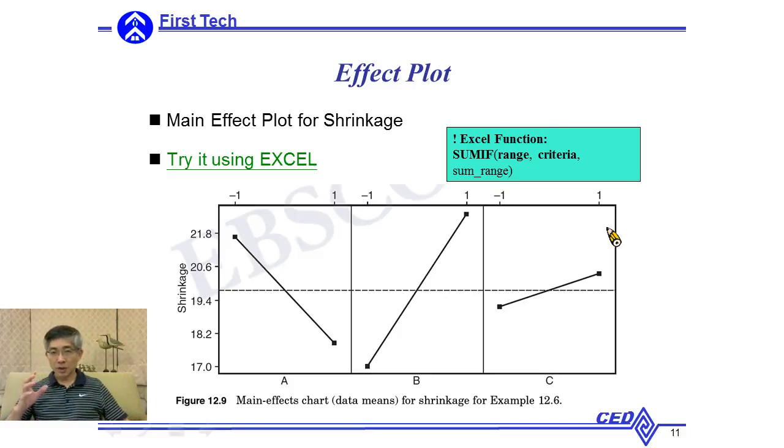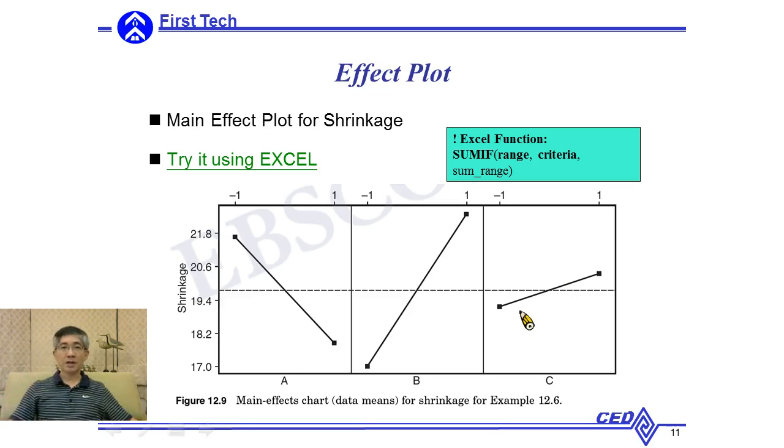When you look at the effect plot, it's very easy to determine the best combination of the parameters. In this example, we are looking for the minimization of the shrinkage in an injection molding part. When factor A is set at level 2, which is A2, the average shrinkage is smaller. So if you want to pick a level for A, A2 seems the better choice. The same thing for factor B. When B is set at B1, the average shrinkage is smaller than when B is set at B2. Same thing, C1 seems a better choice.